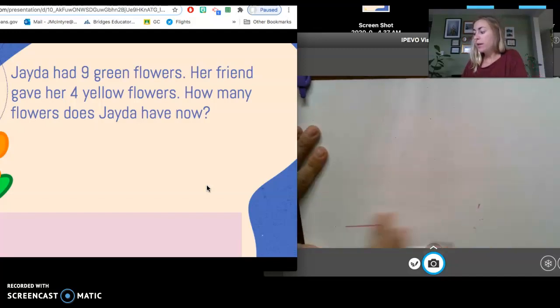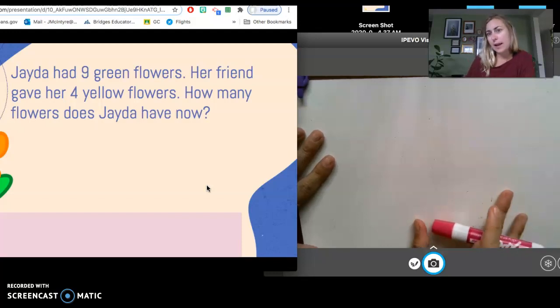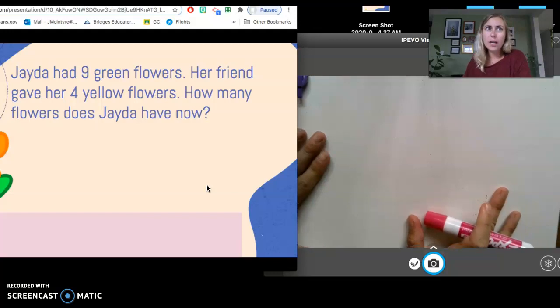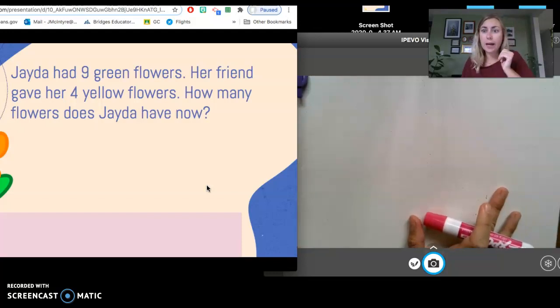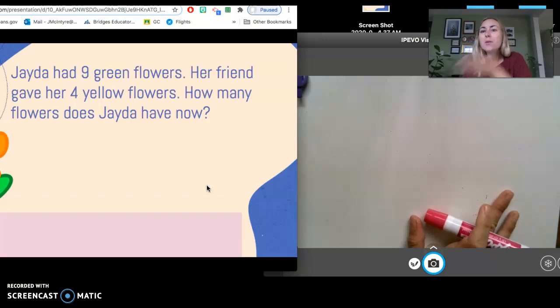So in my reading group I have Jada, and Jada is so kind and so sweet, and I was thinking that she was going on a walk because it's been raining a lot and she was collecting some flowers. So she collected 9 flowers and then her friend gave her 4 yellow flowers. So I was wondering, how many flowers does Jada have now? And I was hoping that you guys could help us out with this.